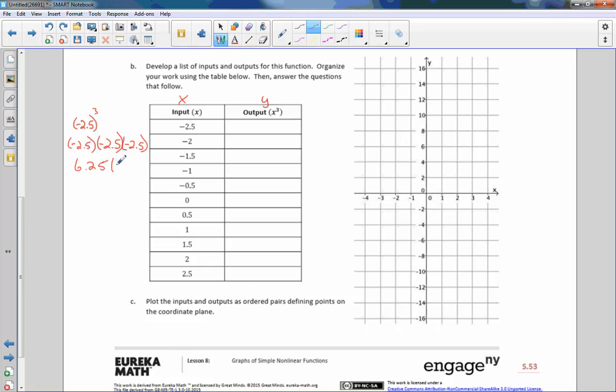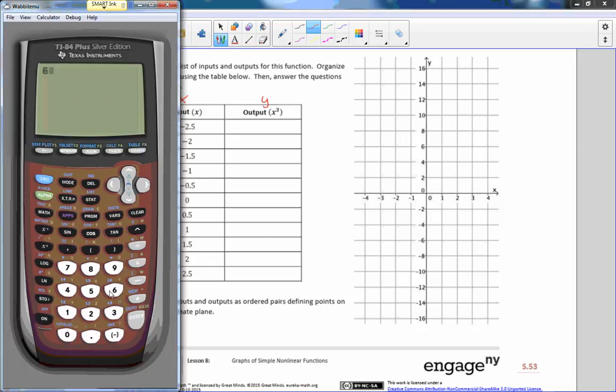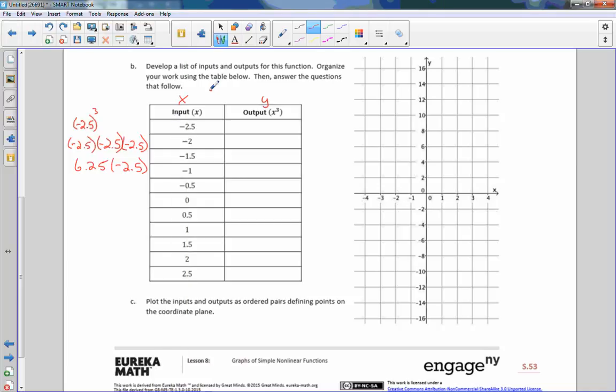But then I'm going to multiply that by a negative 2.5. Okay, so I had 6.25 times a negative 2.5. And that is negative 15.625. So this comes out to be negative 15.625. So I want to say something about that.